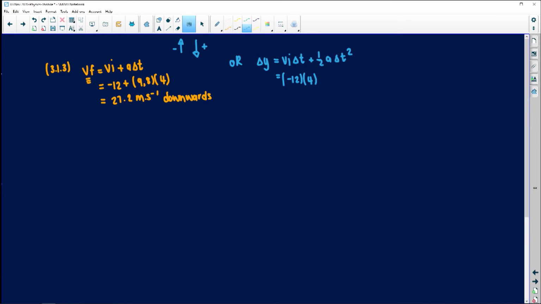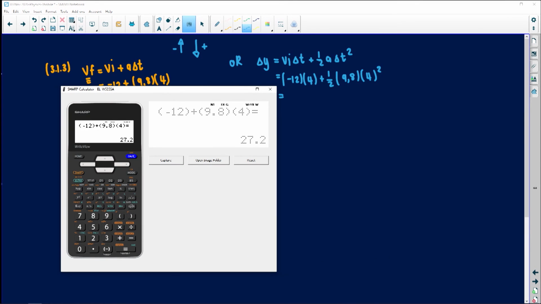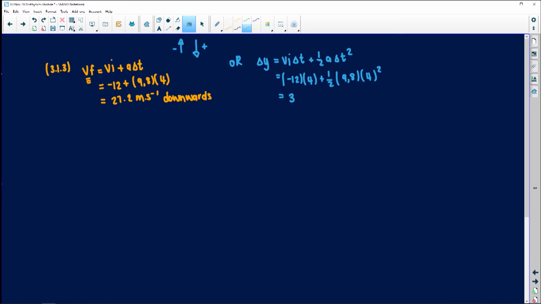So therefore, I can say my initial velocity was negative 12, because up is a negative. My time was 4, plus 1 over 2, gravitational acceleration is 9.8, and the time is 4 seconds squared. I'm going to put everything as it is in my calculator. Remember to always put brackets around your things. It just makes it easier, and if you don't, your calculator sometimes just tends to do BODMAS. So that is 0.5 times 9.8, close my bracket, and 4 to the exponent 2. And therefore, I get 30.4. So at a time of 4 seconds, the ball was 30.4 meters above the ground.